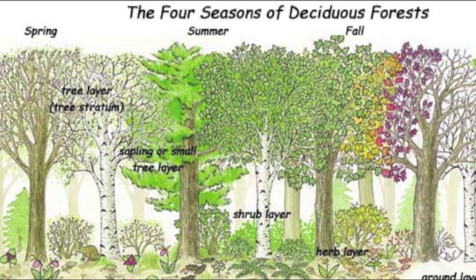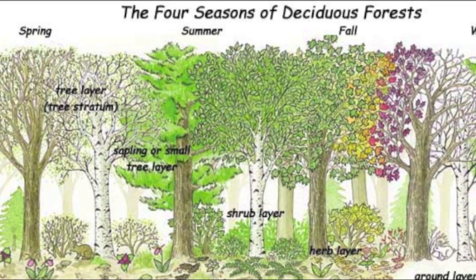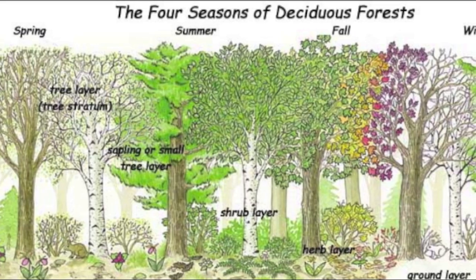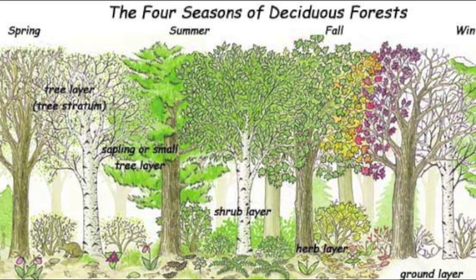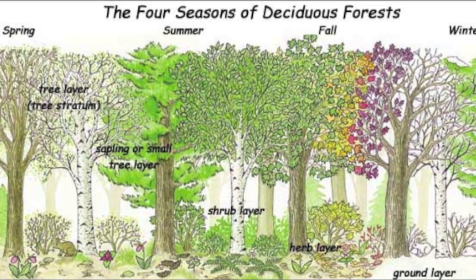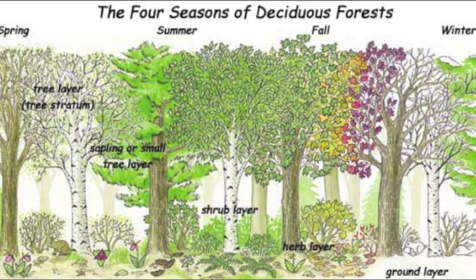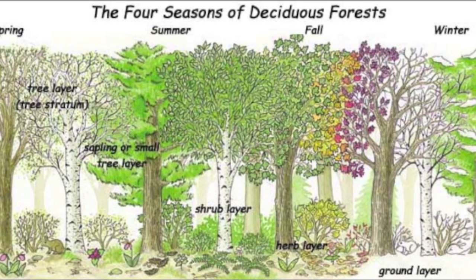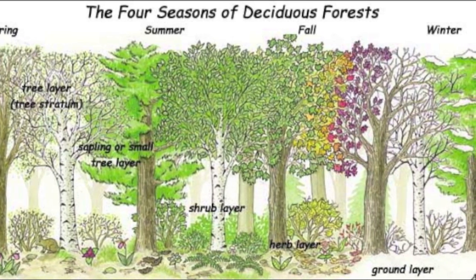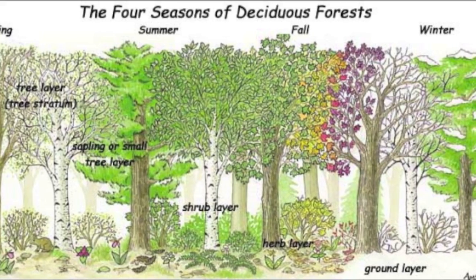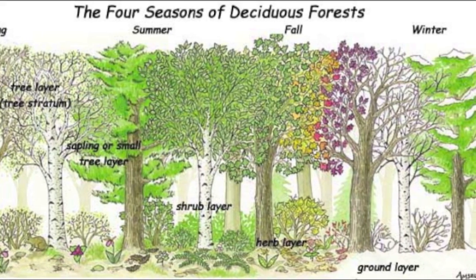The first one is the ground layer, consisting of mosses and ferns. The second one is the herb layer, with small plants. Next is the shrub layer, consisting of medium-sized bushes. The fourth layer is the small tree layer with saplings. Finally, the tree layer, or tree stratum, consists of trees 60 to 100 feet tall.